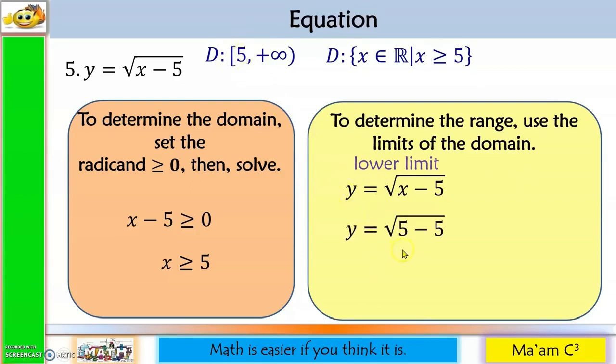So y is equal to the square root of 5 minus 5. Y is equal to 5 minus 5 is 0, is square root of 0. And square root of 0 is 0.